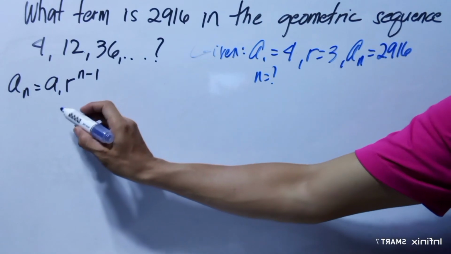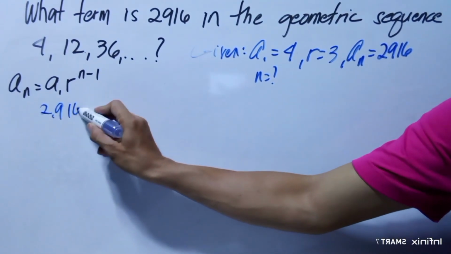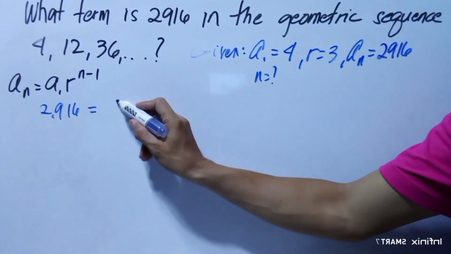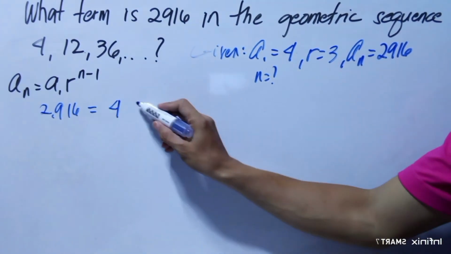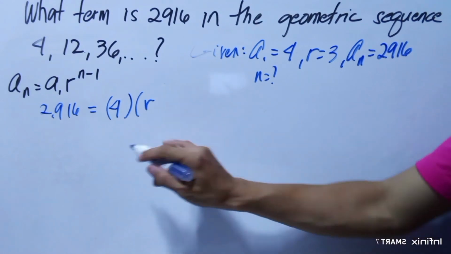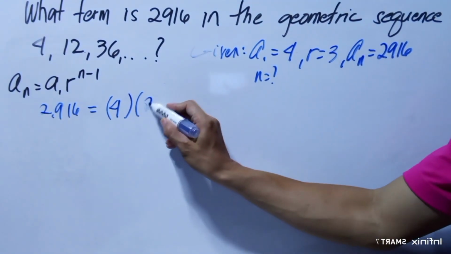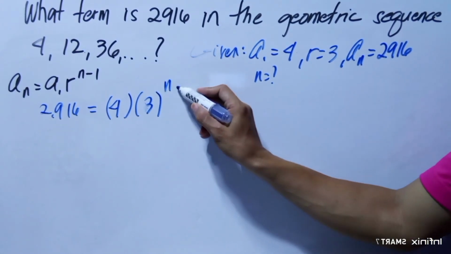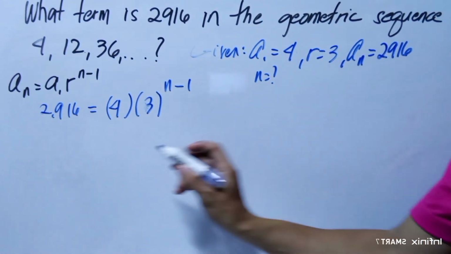So, a sub n, that is 2,916 equals, yung a sub 1 is 4. Yan, si a sub 1. Then, yung common ratio, itulong natin yan ha. So, yung common ratio natin, andyan pala si common ratio. So, yung common ratio natin is 3. Okay, then yung n, hindi natin alam. Then, minus 1.